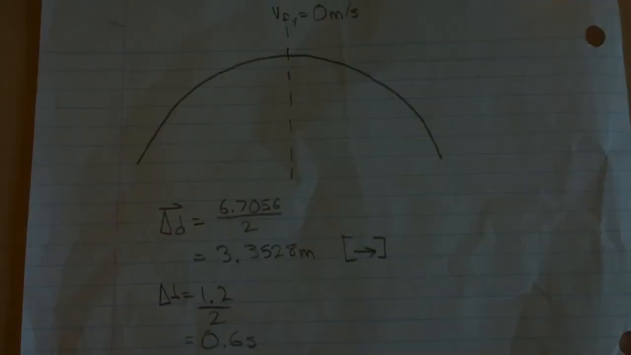To solve this problem, we will have to split the parabola created by the shot into two halves. We will have to divide both our time and displacement by 2. Our time is now 0.6 seconds, and our displacement is 3.3528 meters. At the top of the parabola, the final velocity in the vertical is 0 meters per second.